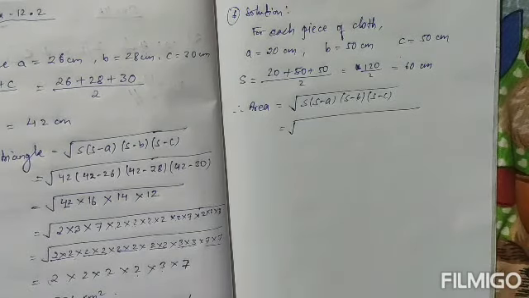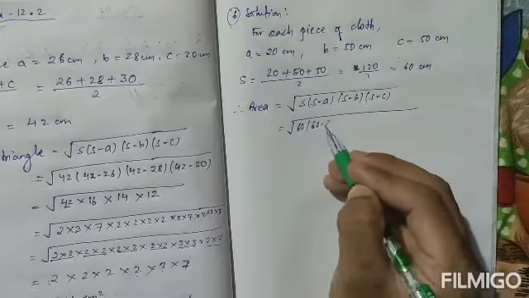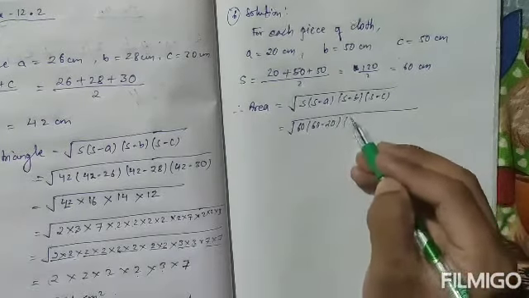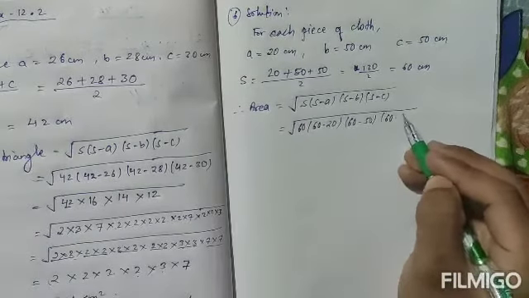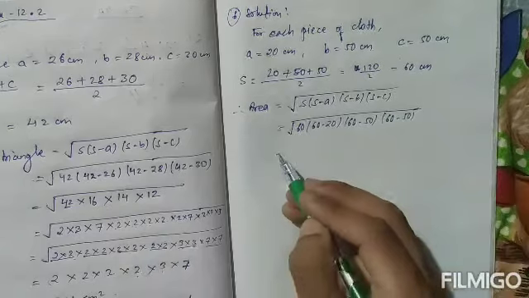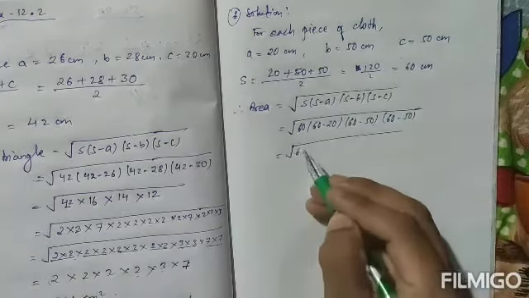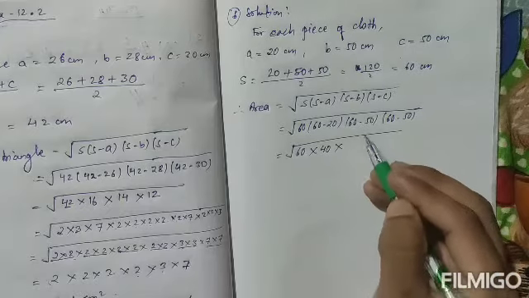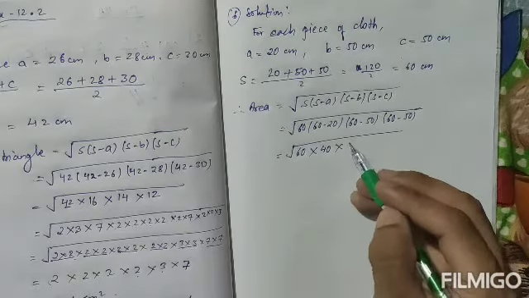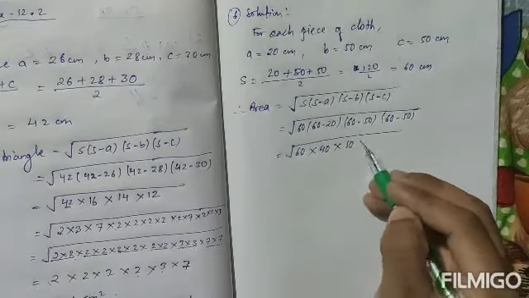So S is 60. So 60 minus A is 20. Here 60 minus B is 50. Here also 60 minus 50, because C is also 50. Then how much will you get? 60 into 60 minus 20, 40 into here it will be 10 into 10.